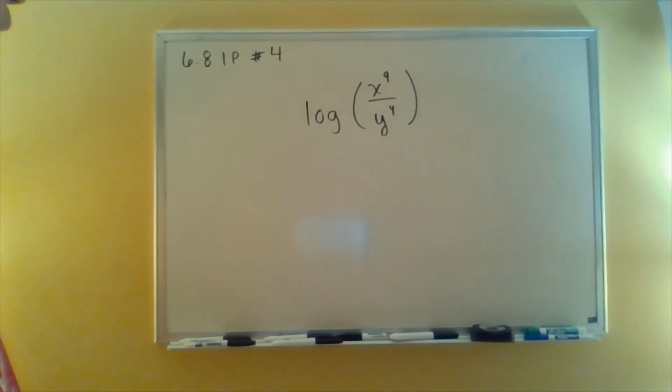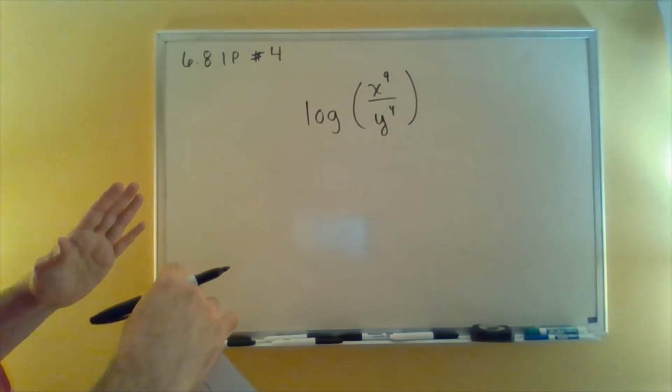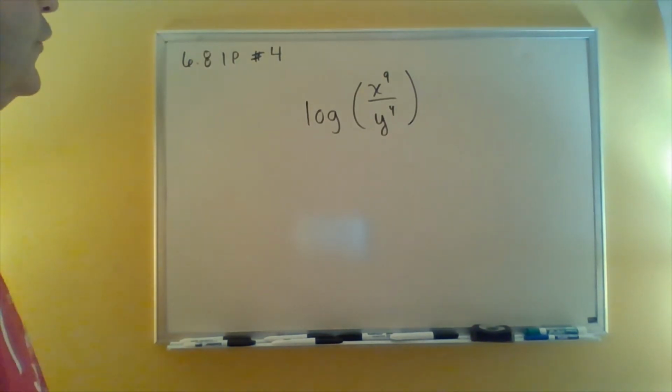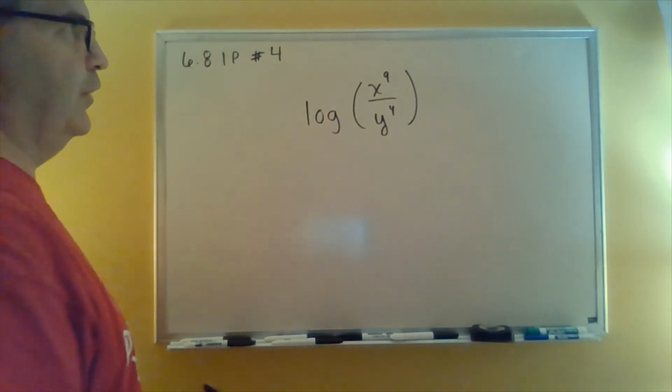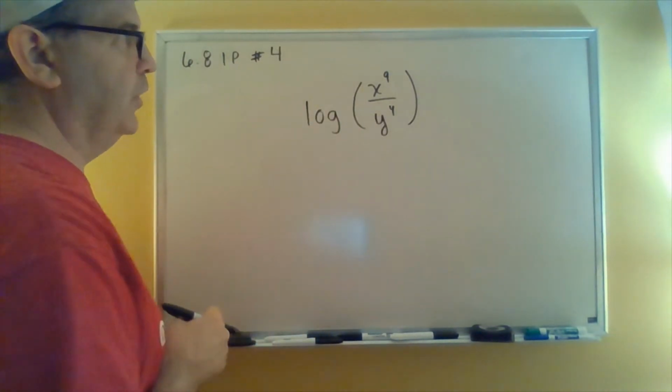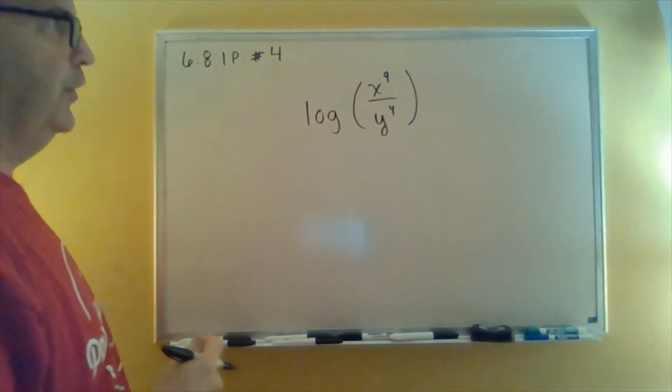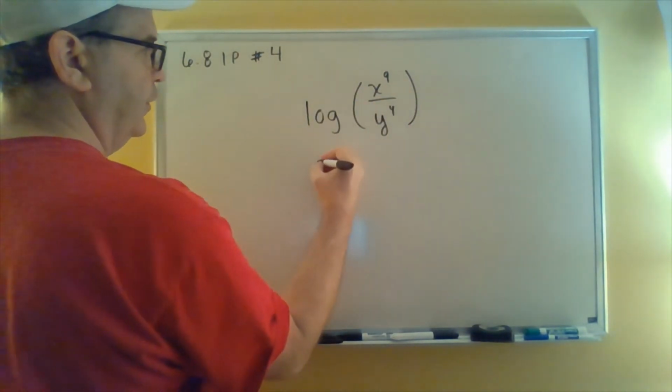Number 4, we have the log of that expression of x to the 9th over y to the 4th. So a couple things are jumping out at me. I'm going to be using that quotient property since I have a division problem here. And I'm also going to be using the power property because of these 2 exponents. So let's split this apart first using our quotient property.